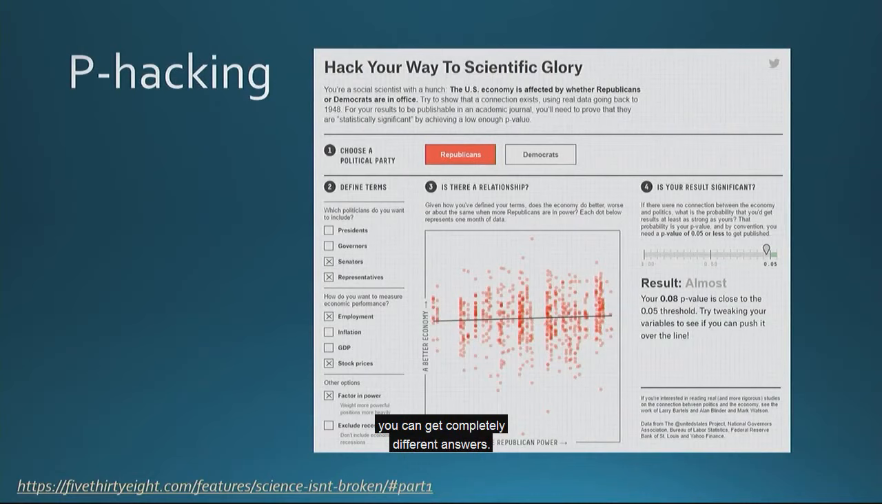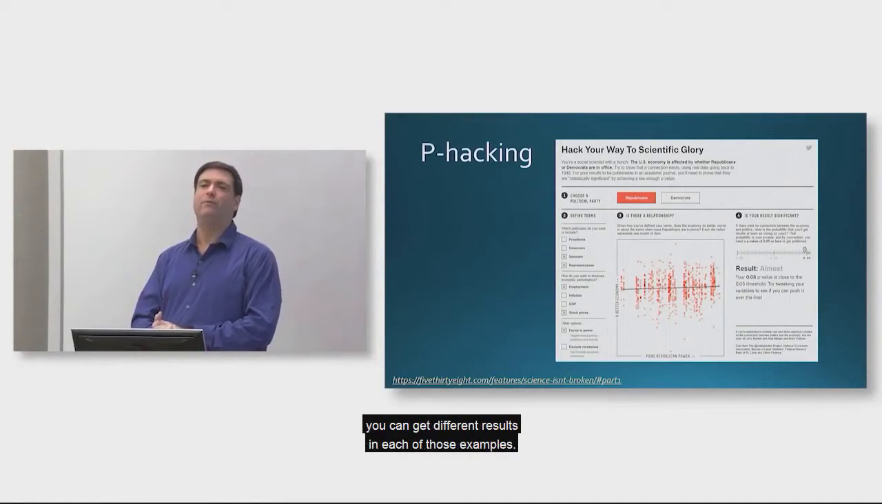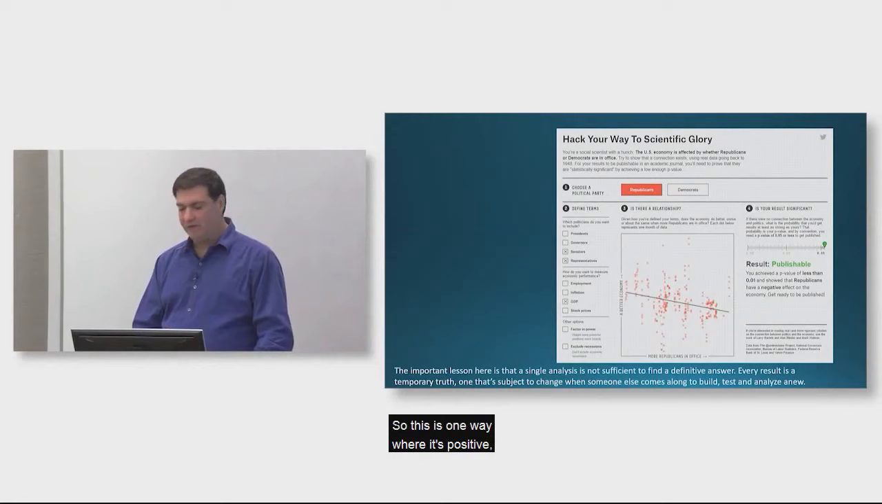If you choose, does that mean governors? Does that mean the president? Does that mean Congress, the House of Representatives, Senate? Does it mean unemployment? Does it mean inflation? Does it mean GDP? If you choose different combinations of these things, you can get different results in each of those examples. So this is one way where it's positive. It's a publishable result. This is a way it's almost publishable the other direction.